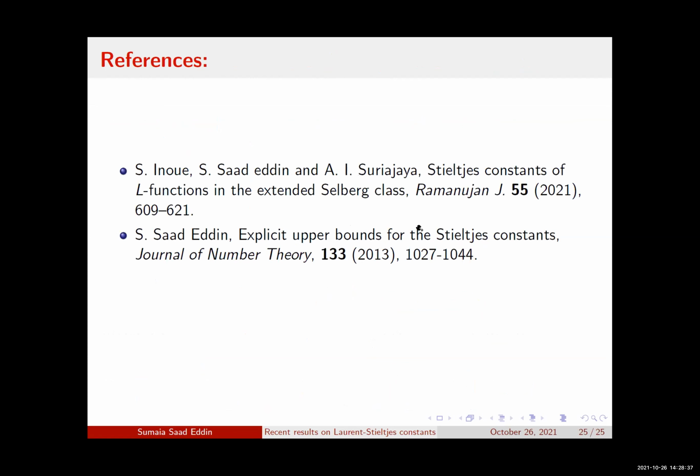If you would like to have a look at this paper, it is open access in the Ramanujan Journal, and here is the title also. This is the title of my paper about explicit upper bounds for Stieltjes constants, which I showed you before. So this is what I wanted to speak about.